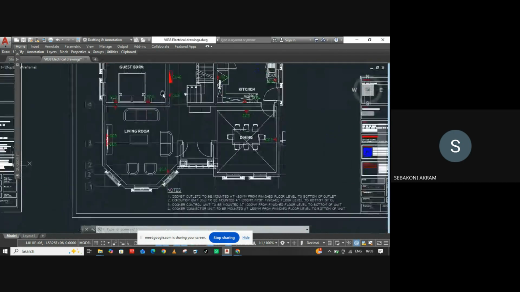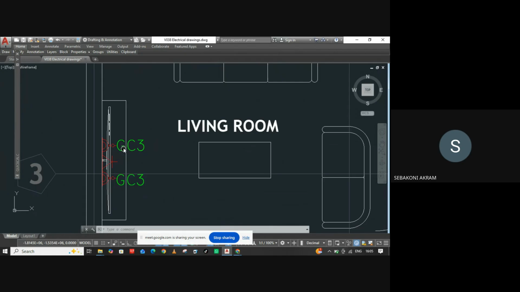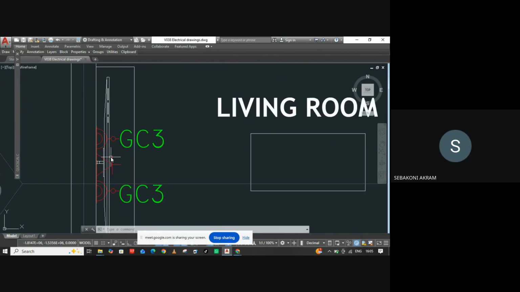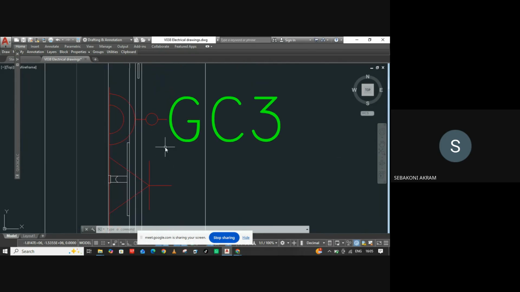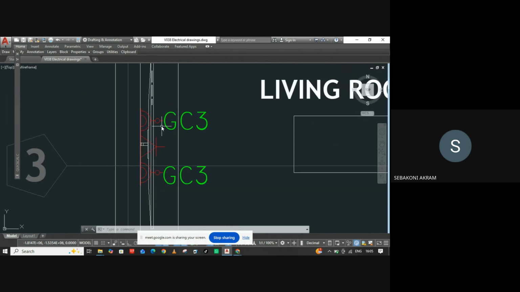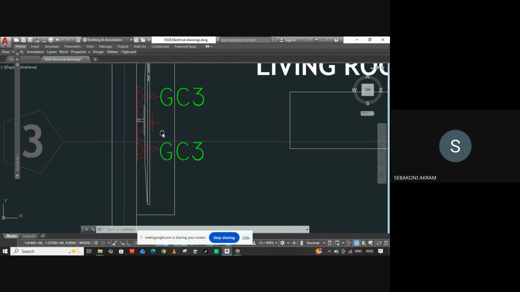Like in the sitting room, of course you expect at the TV unit position to have at least two of these two gang socket outlets. Why? Because that's where you expect a lot of electrical appliances. You expect speakers, woofers, the TV itself, and a decoder.